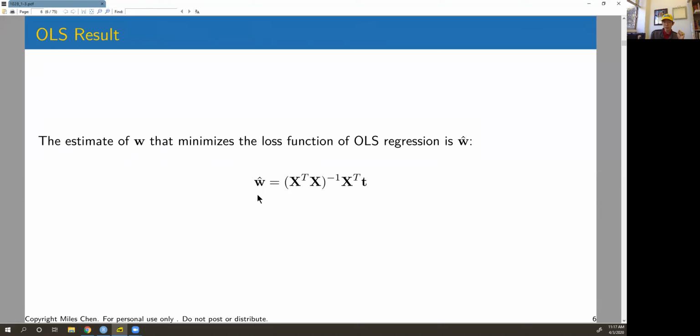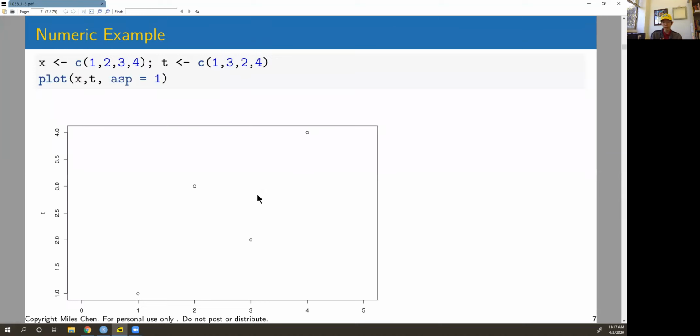All right, so what I'm going to do now is show you what this would look like if we were to do such a thing in R. Here I've got a very simple toy data set. My X values are 1, 2, 3, 4, and my T values are 1, 3, 2, 4. So it's not a perfect straight line. We've got just a tiny bit of scatter, and we can use this to figure out what my slope and intercept should be.